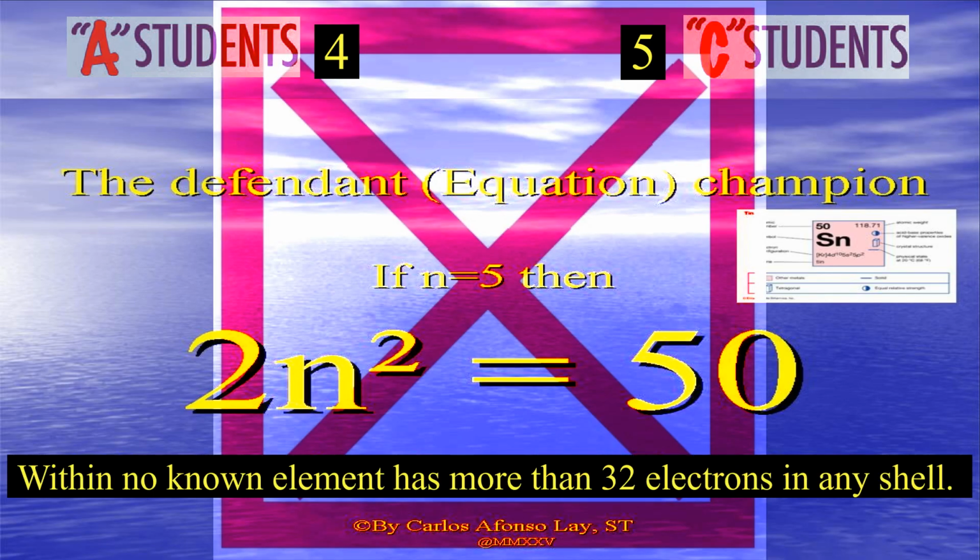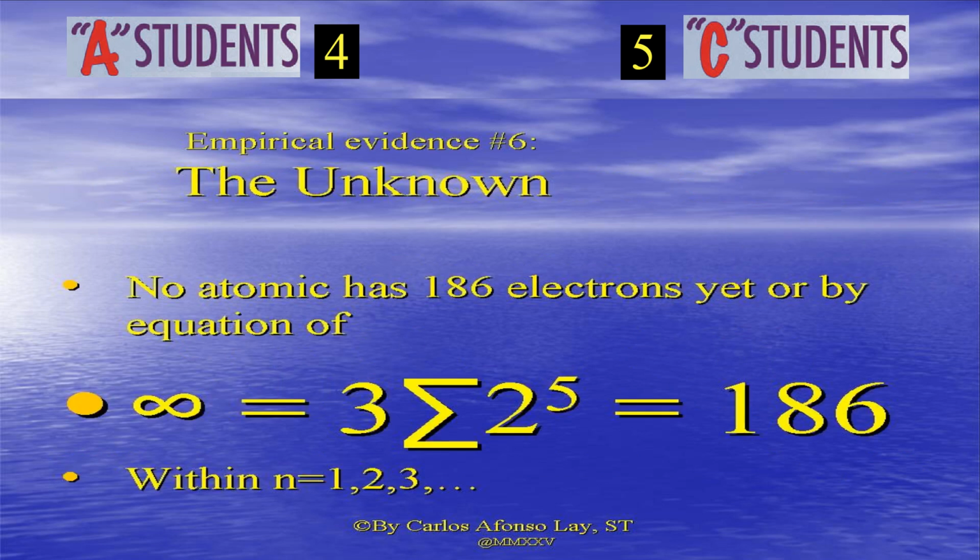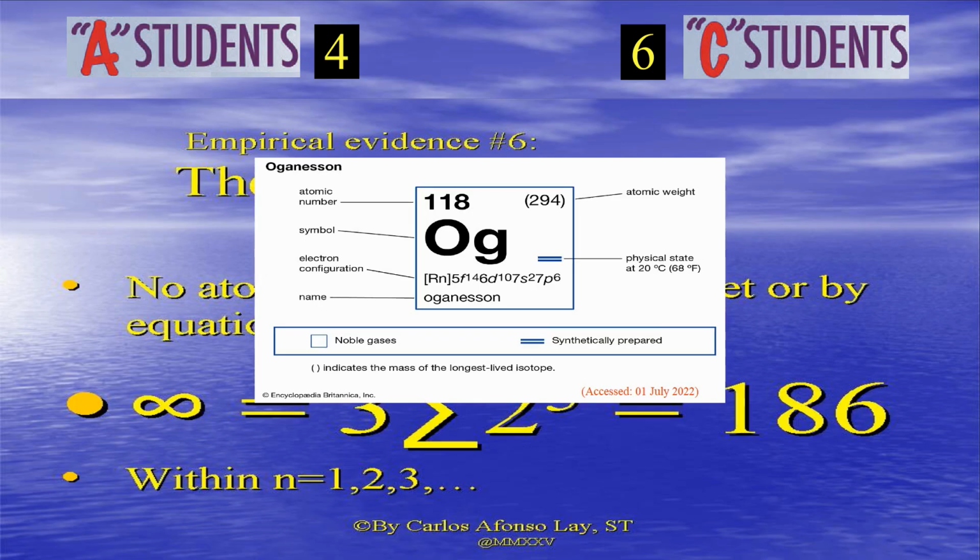Another name is tin. But remember that in this equation we stated there is no element with more than 32 electrons in any shell. So this 50 should not apply for this equation. The challenger equation has 186 electrons. With this, we know that in chemistry the elements are not infinite yet. 186. The last one is 118.